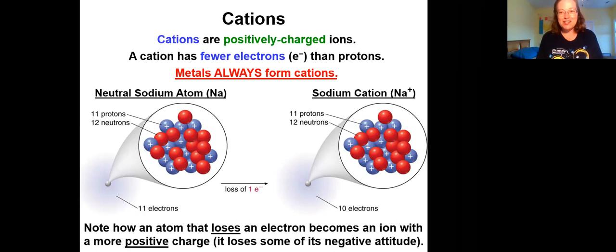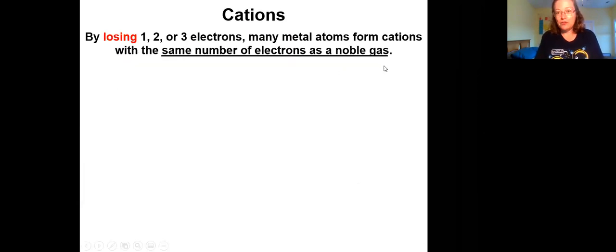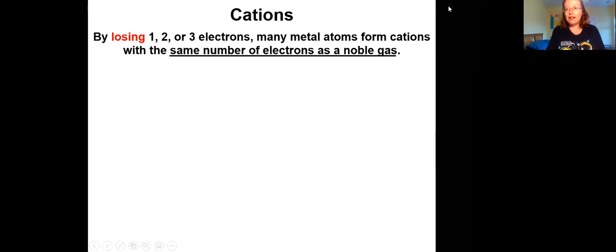All right, so what happens next? Well, we're still talking about cations with those positive charges, and we know that by losing 1, 2, 3 electrons, heck, I've even seen some lose up to 5 electrons. Many metal atoms can form cations with the same number of electrons as a noble gas. And I mean, noble, the nobility, the kings and queens, they are the ones that have the coolest party, the coolest stuff. And so everybody wants to go to the same parties as the noble gases. But to get in, they have to have the same total number of electrons as the noble gases.